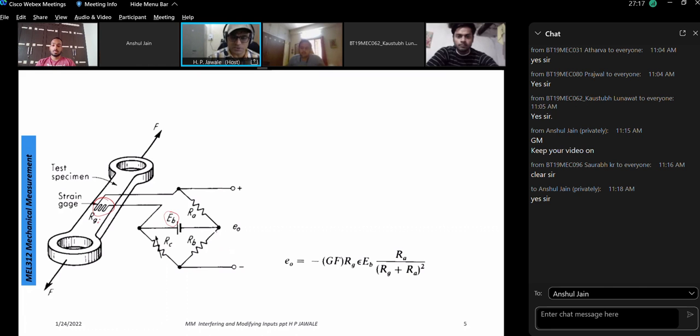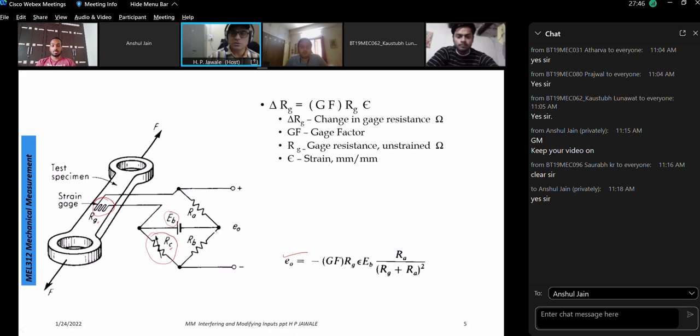Because of the change in the resistance, there will be some imbalance, and that imbalance will be noted down, maybe by adjusting the variable resistance RC. We will be able to establish the balance, and whatever change in RC has been made to restore the balance, we can make that equal to the amount of the strain. Or without changing RC, we will find the imbalance here, the change in the output voltage given by this equation.